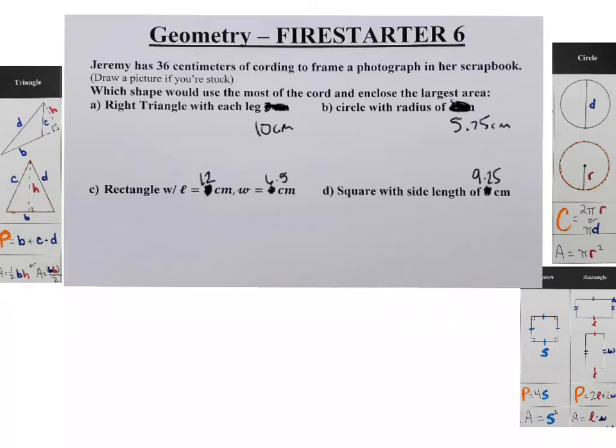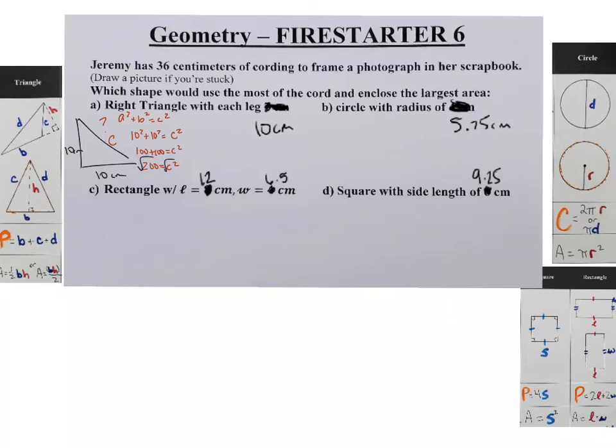So first thing I'm gonna do, I'm gonna make a right triangle. 10 centimeters, 10 centimeters. Remember, I have to find this piece. So I'm going to do a squared plus b squared equals c squared. So this is c. We don't know c. So I have 10 squared plus 10 squared equals c squared. So I have 100 plus 100. So I have 200 equals c squared. Now remember, that's c squared.